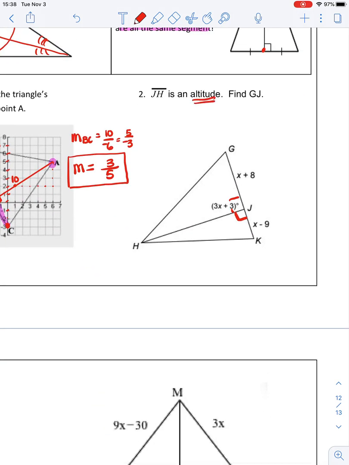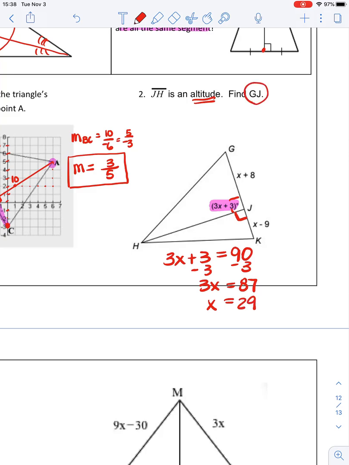So since JH is an altitude, and I don't know what happens to the sides, what I do know is that this angle right here should be 90 degrees. So I can say 3x plus 3 is equal to 90 degrees because that's what altitudes do. They intersect at right angles, which are 90 degrees. I can subtract 3 from both sides. I get 3x is equal to 87. If I divide both sides by 3, I get 87 divided by 3 is 29. So x is equal to 29.